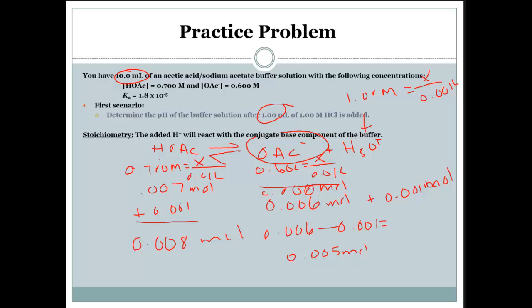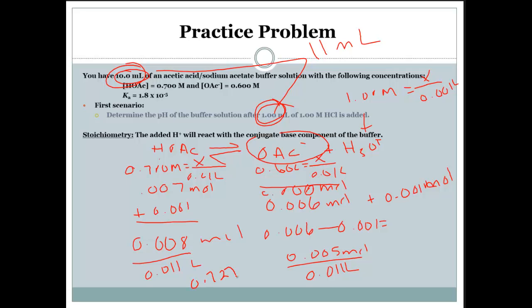Now we need to figure out the molarities of these. We have 10 milliliters of the buffer and we have 1 milliliter of the acid. We're going to add those together for a total volume of 11 milliliters. That comes out to be 0.727 for the acid and 0.455 for the base. Those are now our new concentrations. We have now done the stoichiometric part of it. Now we're going to turn over and do the ice.